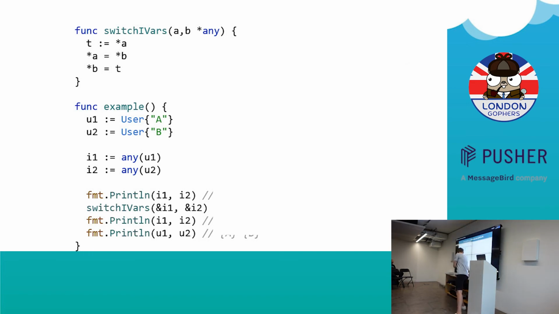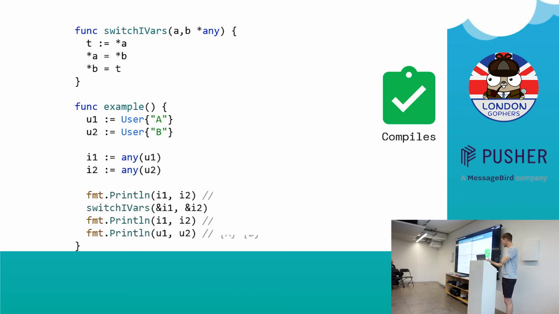So what's actually going to happen, it will compile, well done, and we're going to switch those interface values, but we will, interestingly enough, not have switched the original values, right? Because what we've done is create two containers, two interface values, those double pointer thingies. We switch them around, it's fine.